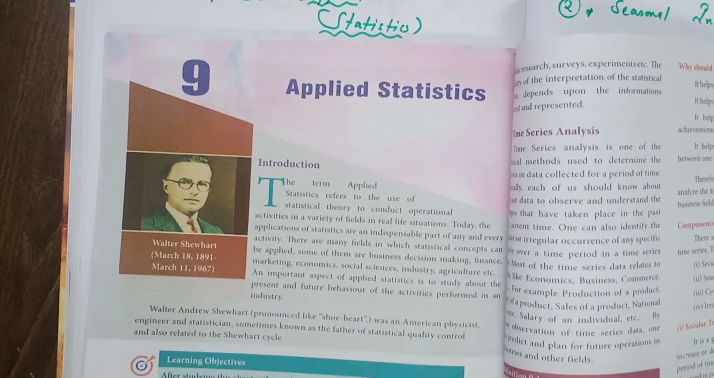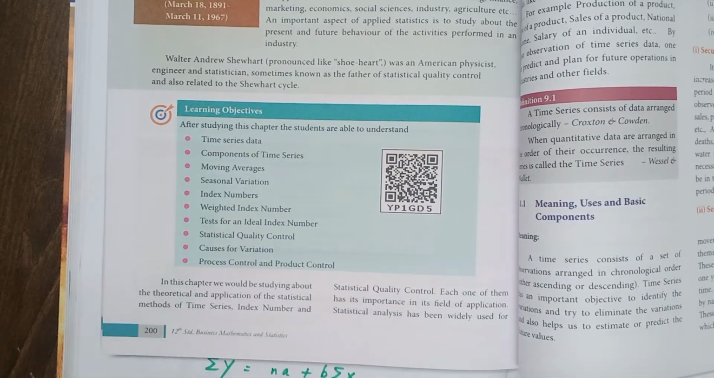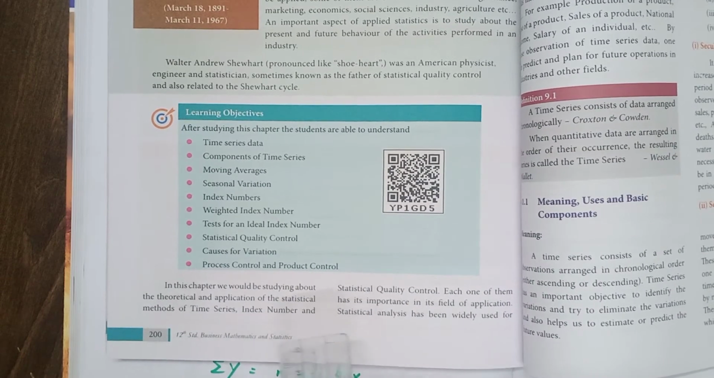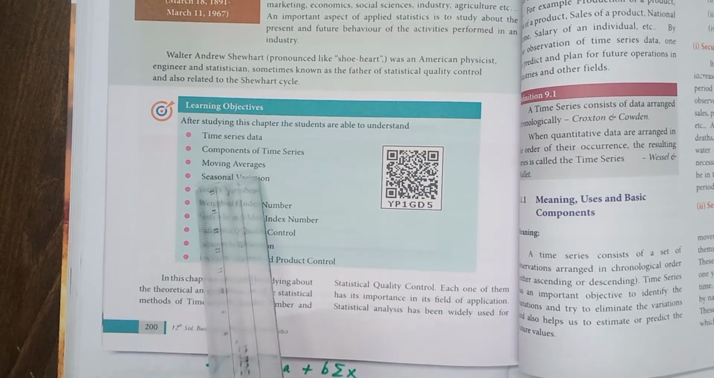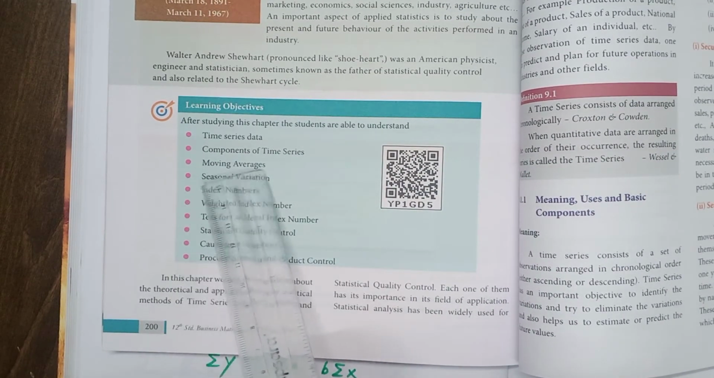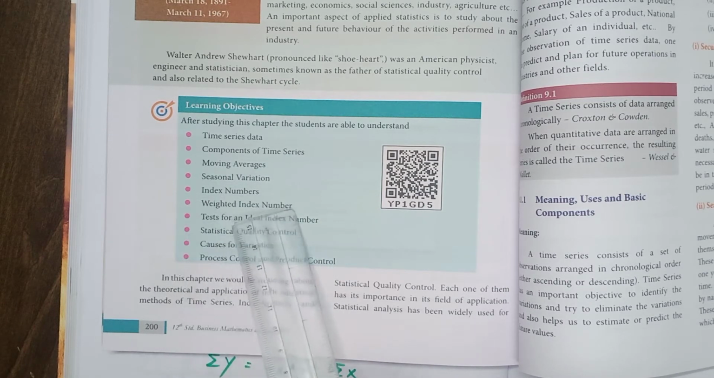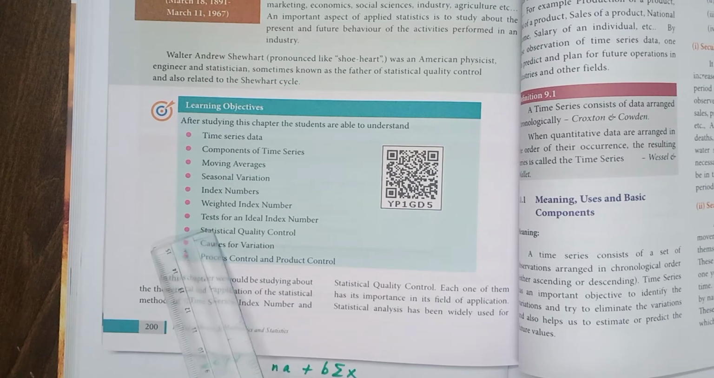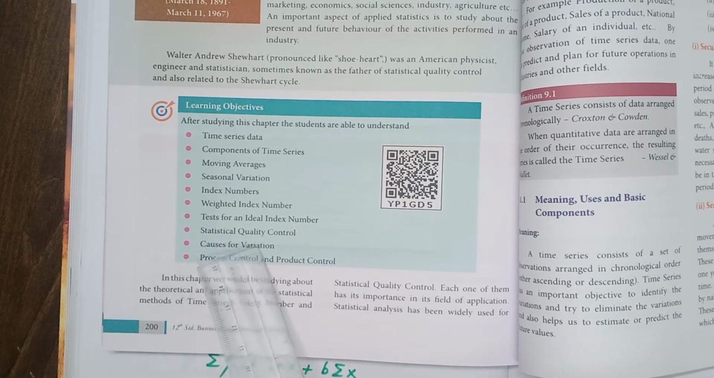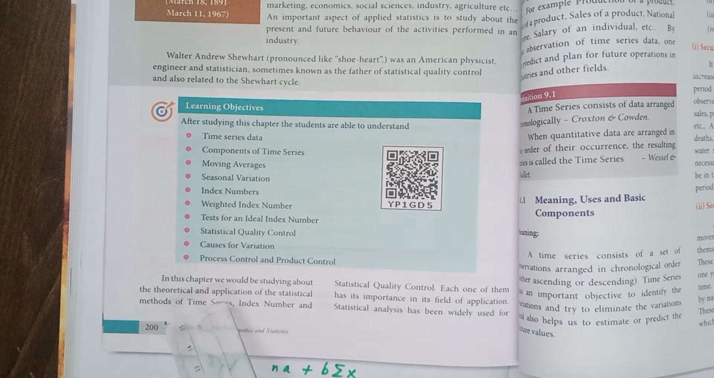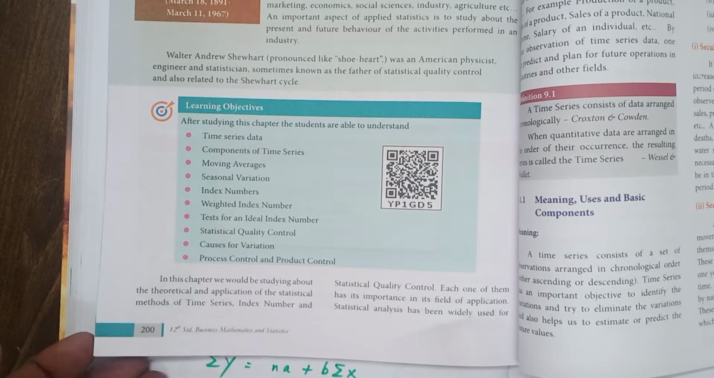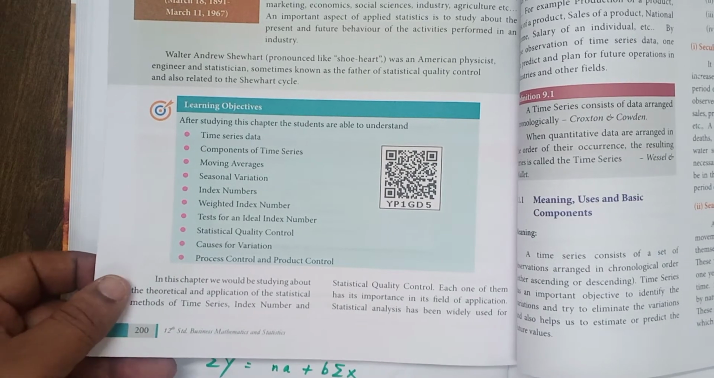Applied Statistics. Here are the learning objectives, the things to be learnt here: time series data, components of time series, moving averages, seasonal variation, index numbers, weighted index numbers, tests for an ideal index number, statistical quality control, causes for variation, process control and product control.